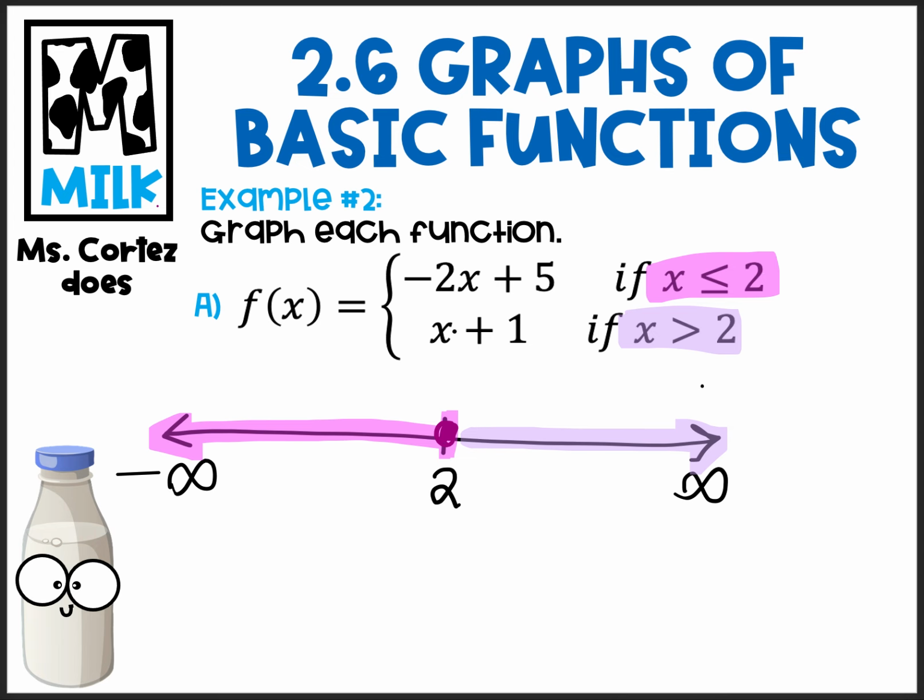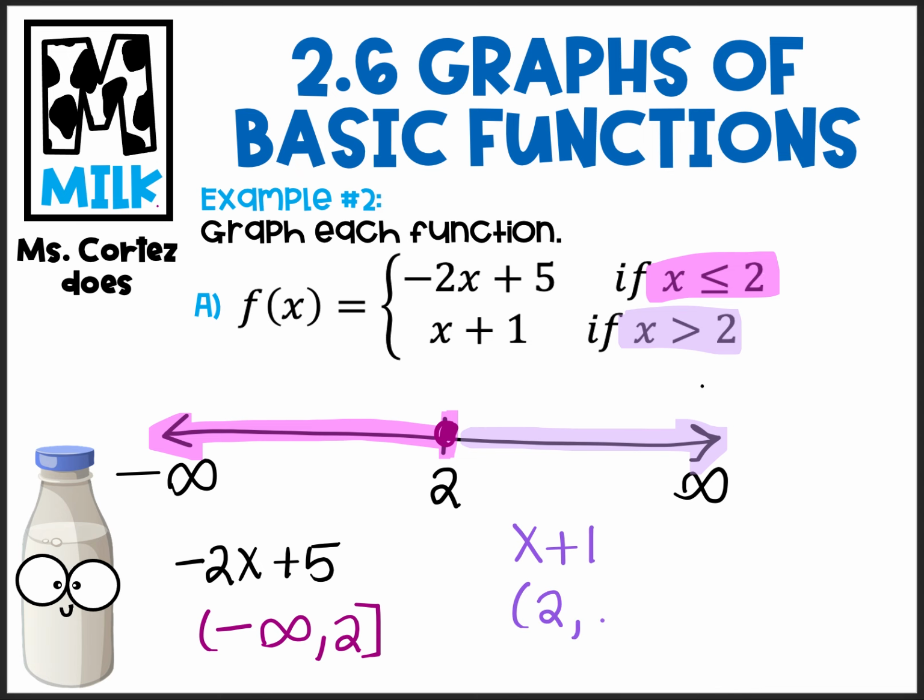Which means this function, the first one, negative 2x plus 5, is defined on the interval from negative infinity to 2, inclusive on the 2. And the function x plus 1 will be defined on the interval from 2, exclusive, all the way to positive infinity.